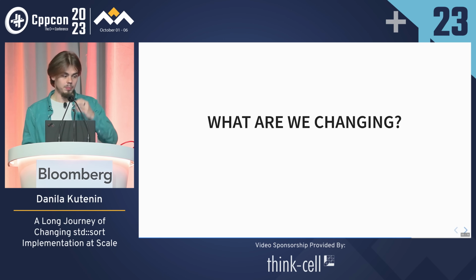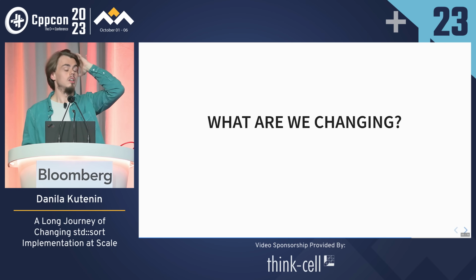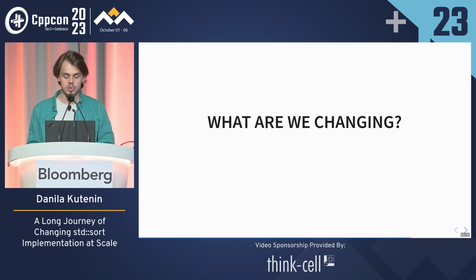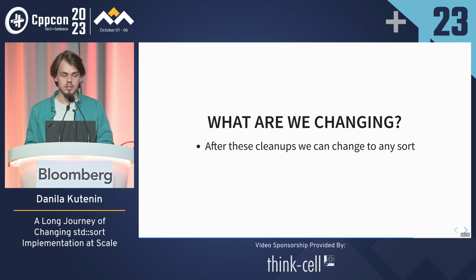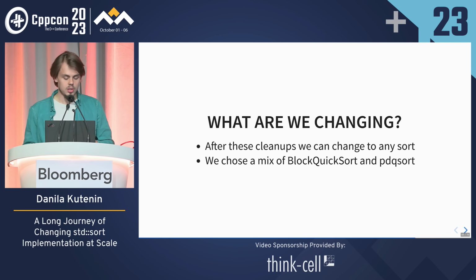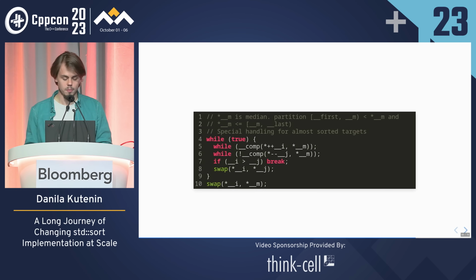All right, last section. What are we changing our sorting algorithm with? So we made cleanups that resolved all golden tests, fixed all bugs, most bugs on strict weak ordering, so now we are ready to change something. We decided to choose a mix of block quicksort and pattern defeating quicksort. Let me briefly talk about what they do.